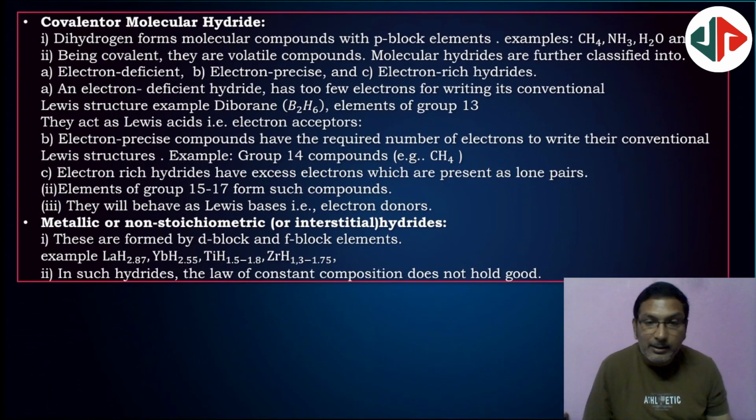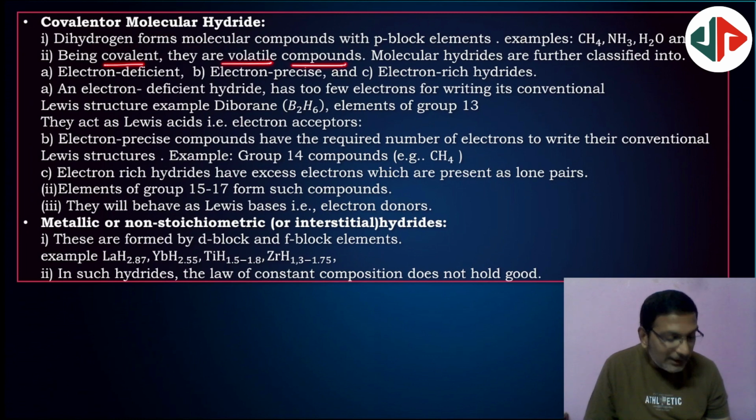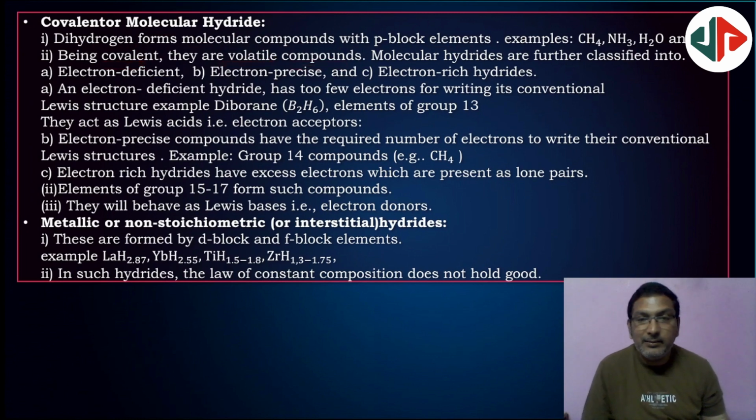Next, covalent or molecular hydrides. Dihydrogen forms molecular compounds with p block elements. P block elements means groups 13 to 18, except 18. Groups 13 to 17 can react with hydrogen to form covalent or molecular hydrides. So these are covalent and volatile compounds, which will be converted to vapor easily.